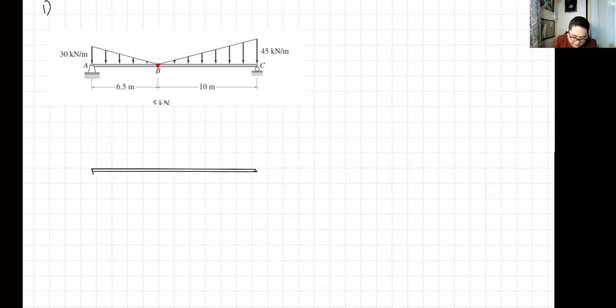Okay, then we have it's simply supported, no? So we have here, like this, AY, AX, and then for C, CY. Then I will also convert the loads to their equivalent concentrated load. So our ECL for the first one, we have 1/2 times 30 times 6.5.